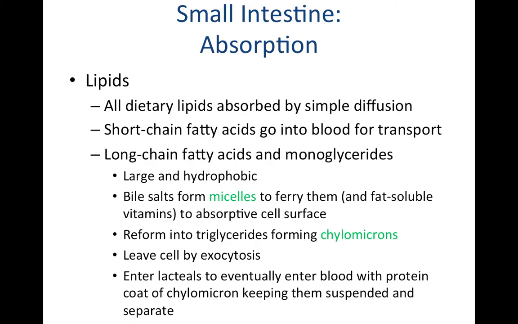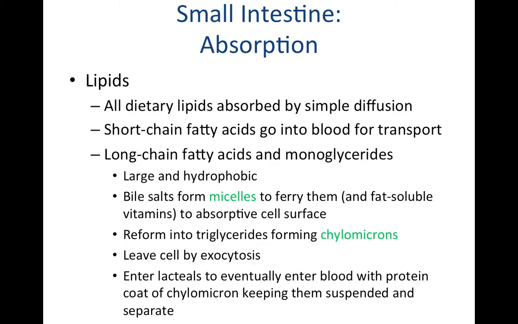Once those monoglycerides and fatty acids get to the inside of the absorptive cell, they reform into triglycerides. All of your energy molecules have a fantastic ability to be broken apart and then reformed and transformed into other molecules. So once you're in the absorptive cell, they'll turn back into triglycerides, and then they're going to get coated with a protein, and then they'll be called chylomicrons. Then they're able to leave the absorptive cell by exocytosis, and from there they're going to enter a lacteal.